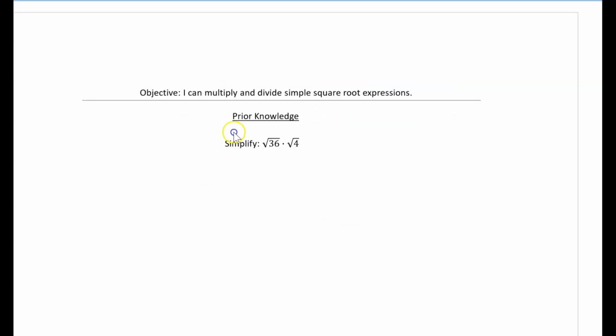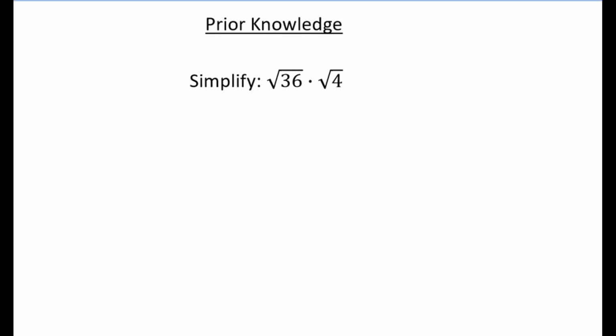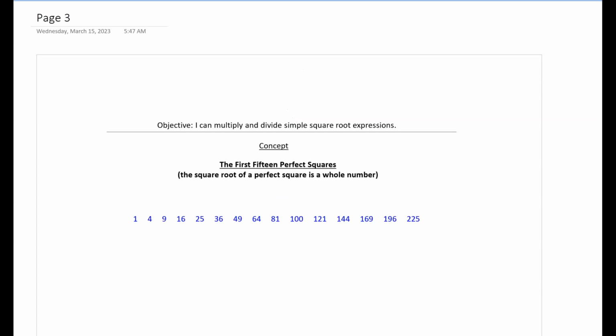Just some prior knowledge questions really quickly. Go ahead and simplify this. And hopefully already you have recognized that square root of 36, say that's 6, square root of 4, that's 2, and thus this gives us 12. Not too bad, right? So there's a good warm-up.